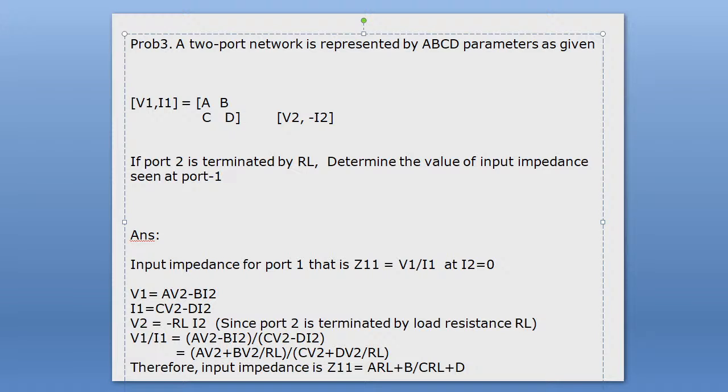Any confusion? Any doubt? Try to understand the solution of this problem. A V2 minus B I2, C V2 minus D I2. Okay, correct. A RL plus B divided by C RL plus D. Right, your answer is correct.